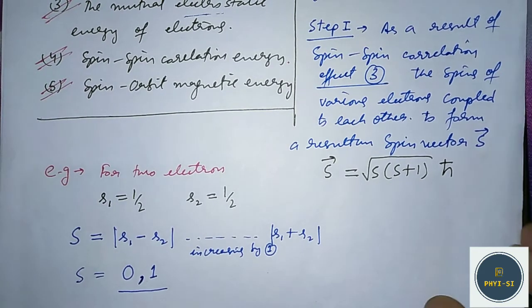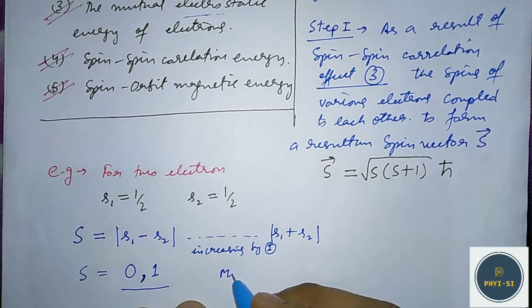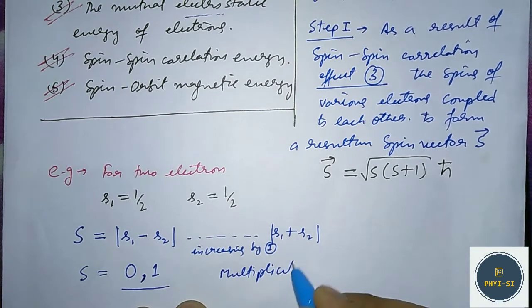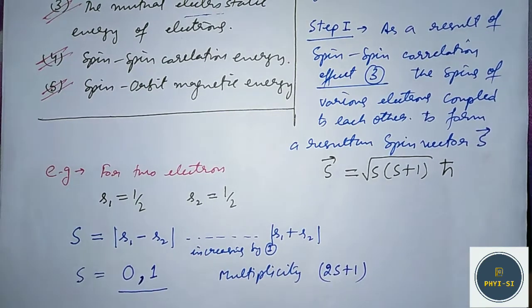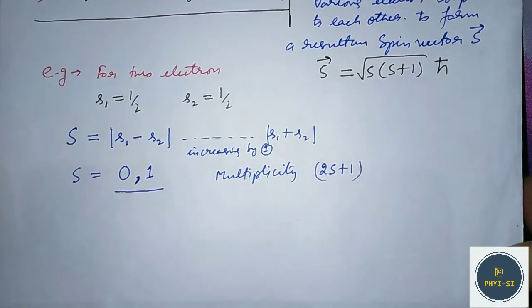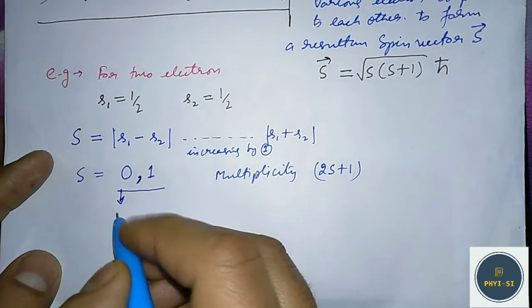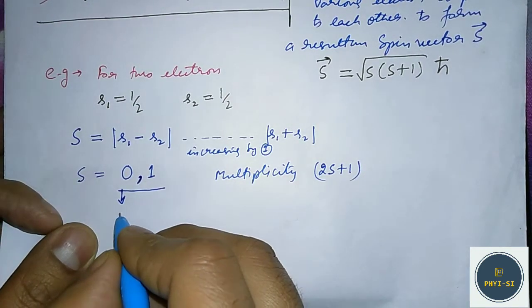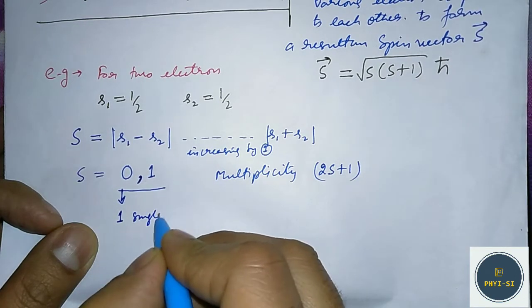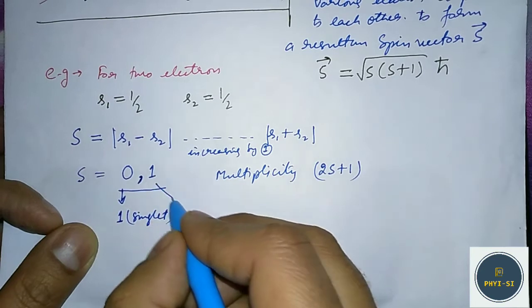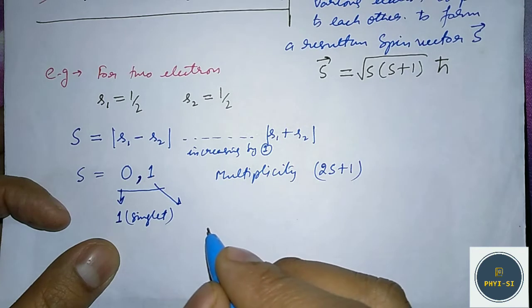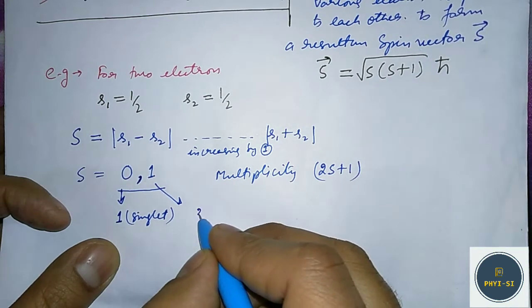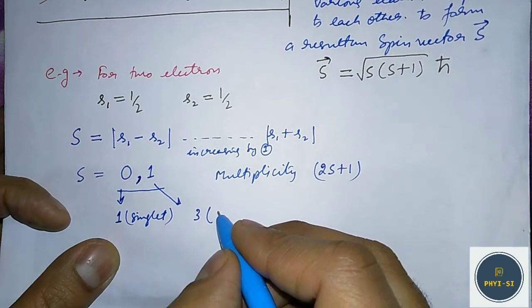Now there is a thing which is called multiplicity. The multiplicity is given by the formula 2s plus 1. So the multiplicity for s equal to 0 will be 1. It is called a singlet state. And the multiplicity for s equal to 1 is 2s plus 1, that is 2 into 1 plus 1, which equals 3, and it is a triplet.